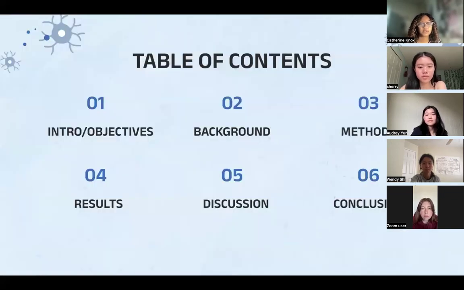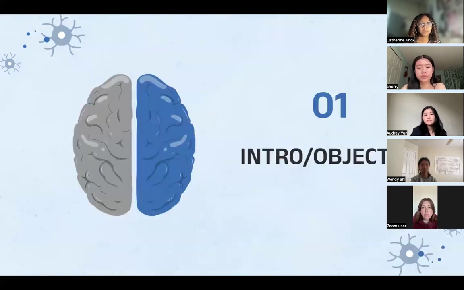So table of contents, first we are going through the intro and objectives slide, then background, methods, results, discussion, and finally the conclusion of our study. So first we're getting into intro and objectives.